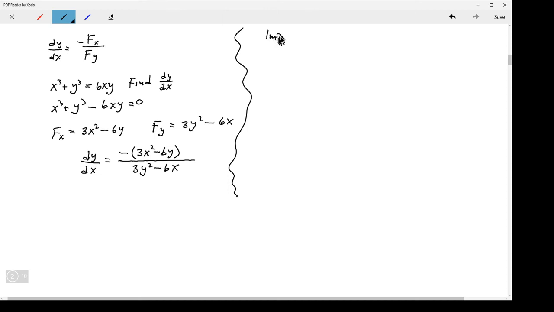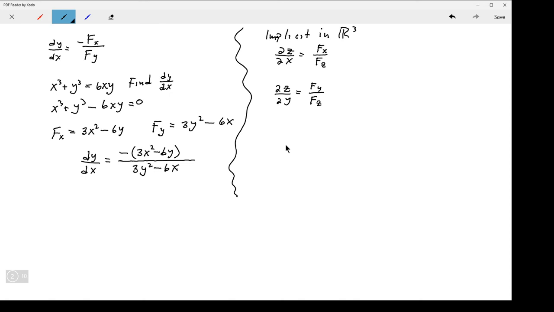So, implicit in R3 becomes partial derivatives. Instead of dy dx, you're going to have the partial of z with respect to x, which is going to be negative Fx over Fz, and the partial of z with respect to y, which is going to be negative Fy over Fz. Okay, so this is basically it for the chain rule or implicit differentiation, which is really what we're doing here in R3.